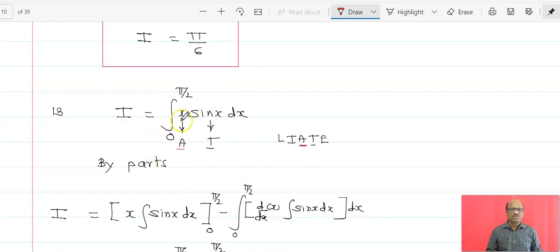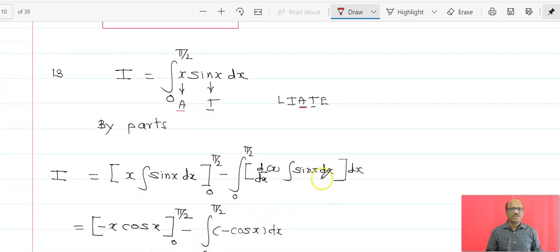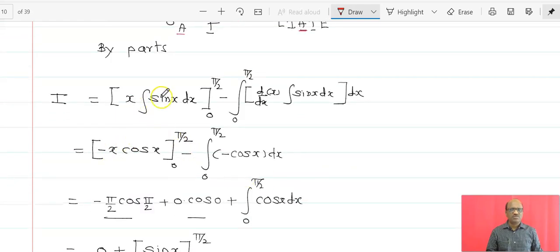I is equal to integral 0 to pi by 2 x sin x dx. Now again here we will integrate this product of the two functions, and the first is chosen by the order of LIATE. The first function is algebraic and second is trigonometry. Therefore by parts: the first function into integral of the second minus integral of derivative of the first into integral of the second. That is x into integral of sine, which is minus x cos x, 0 to pi by 2, minus integral 0 to pi by 2 of derivative of x, which is 1, into integral of sin x, which is minus cos x.